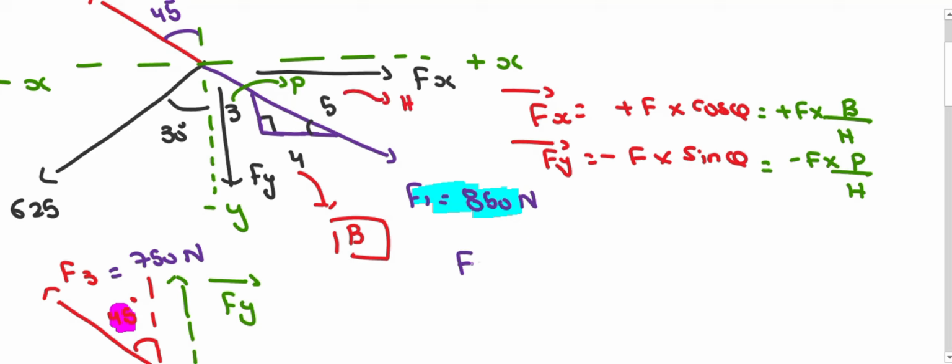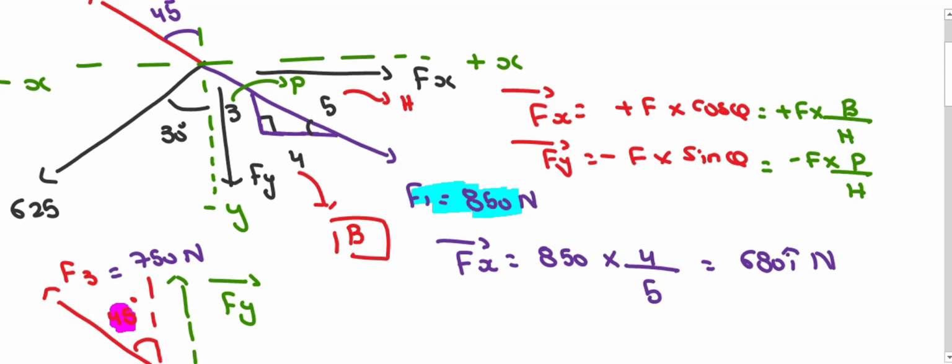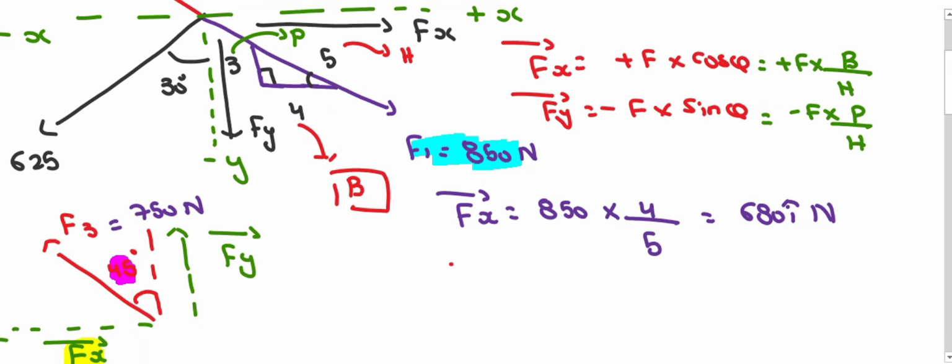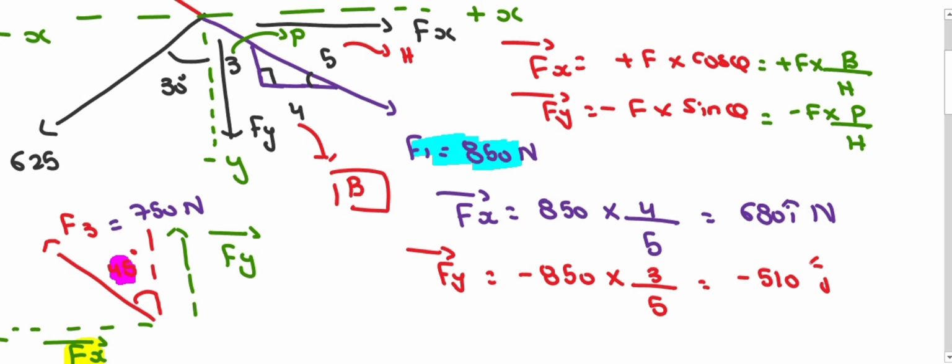So Fx is equal to the value of F, 850, into the base 4 divided by the hypotenuse 5. So 850 into 4 divided by 5 will become 680 i cap Newton. Similarly, Fy is equal to negative 850 into the perpendicular 3 divided by the hypotenuse 5. So negative 850 into 3 divided by 5 will become negative 510 j cap Newton.